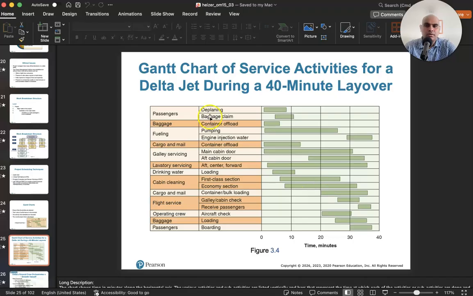So again, once the cargo and mail has been offloaded, now you can load the cargo and mail. Right, and so these are the different activities that happen, and this is a Gantt chart. This is very useful, as you can clearly see, to manage, to figure out which activities can happen before which other activities. Having a Gantt chart is very useful, and it's also a visual tool, visually very important. So that's another important thing about using a Gantt chart, right?